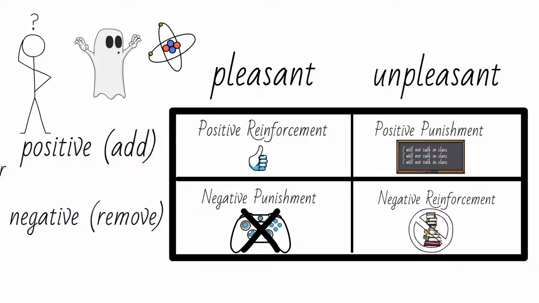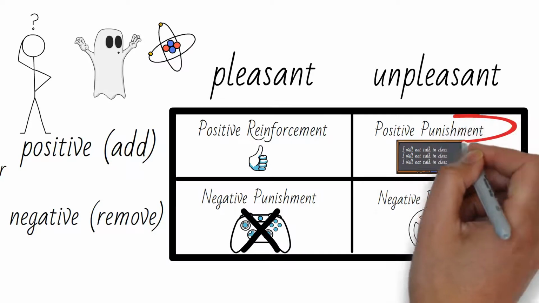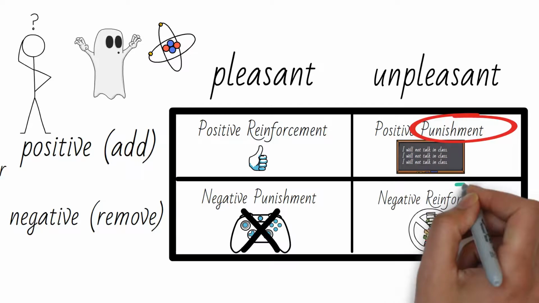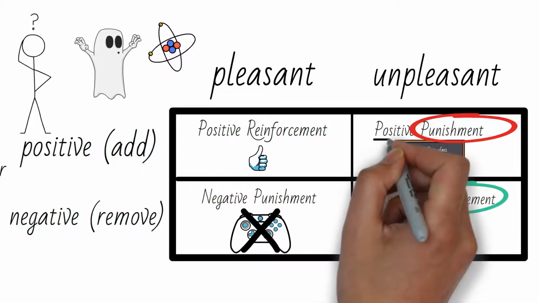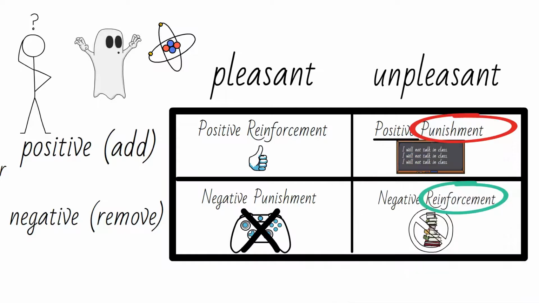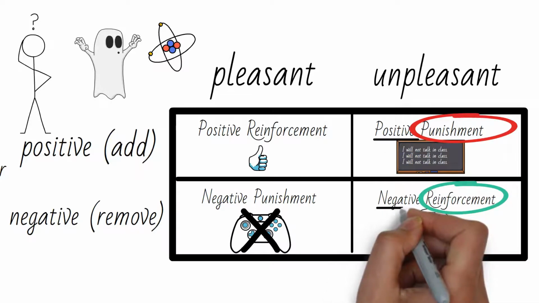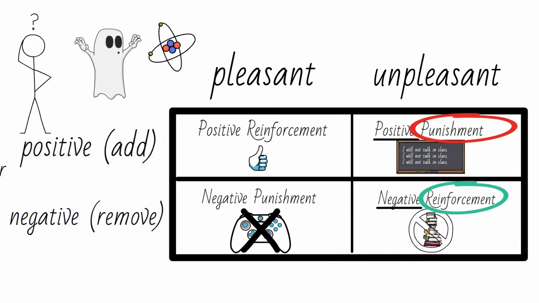Although they both deal with an unpleasant event, there are two key differences. One is a punishment and the other is a reinforcement. Also, one is adding an unpleasant event while the other is removing an unpleasant event.